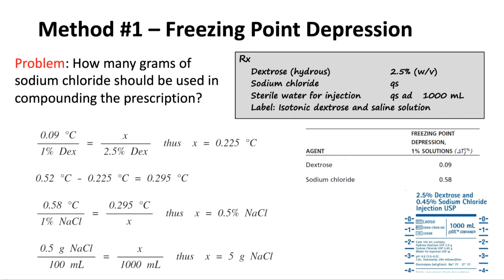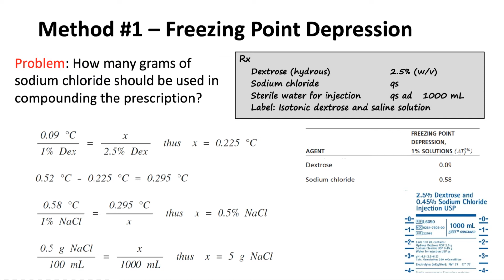So from that target of 0.52, I'm going to subtract the amount produced by our dextrose, which we just calculated to be 0.225. So when I subtract that, I see that I still need to obtain, the difference between those two is 0.295 degrees Celsius. All right? That's the amount of reduction in temperature I still need to obtain.